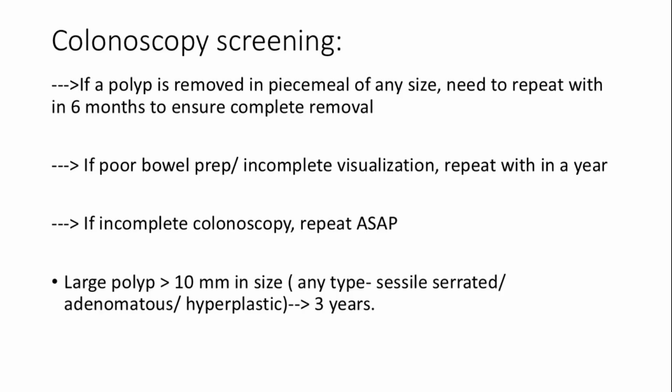In cases of poor bowel preparation or incomplete visualization of the colon, the exam should be repeated within 1 year to obtain adequate assessment. If the colonoscopy is incomplete, for instance, due to anatomic or technical reasons, it should be repeated as soon as possible. If a large polyp greater than 10 millimeters is found, whether it's sessile serrated, adenomatous, or even hyperplastic, a follow-up colonoscopy is recommended in 3 years due to the elevated risk of progression to malignancy.